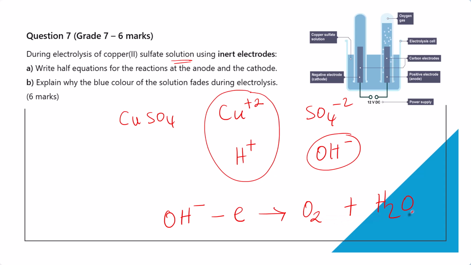Now, let's do the balancing. There are 2 oxygens here, and there's only 1 here. If I double that, that will give me 2 oxygens, and that means I need 4 there. And the hydrogens are also going to be 4, so I'm going to put 4 here. Do you see this? So this is what is happening at the positive terminal. Water is being discharged, and oxygen. So you're going to see bubbles of oxygen coming, as you can see this one.